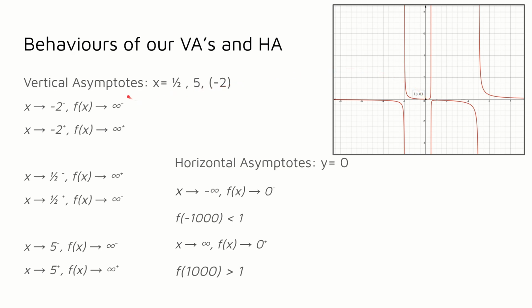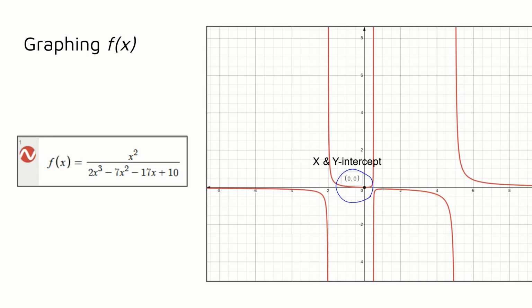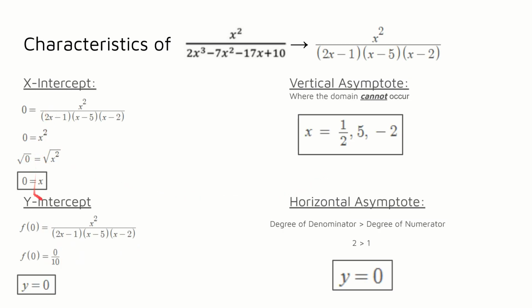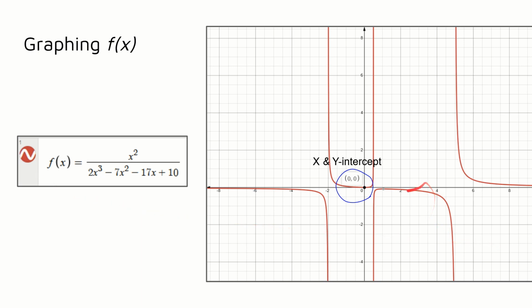Same thing. You just got to make sure to find the behaviors using test values slightly above and below for your vertical asymptotes. For your horizontal asymptotes, 1000 and negative 1000 represent infinity and negative infinity, because you can't put infinity into a calculator. So, graphing this function, this is the same as the one before. This is your x and y intercept, 0 and 0. So, our function should look like this.